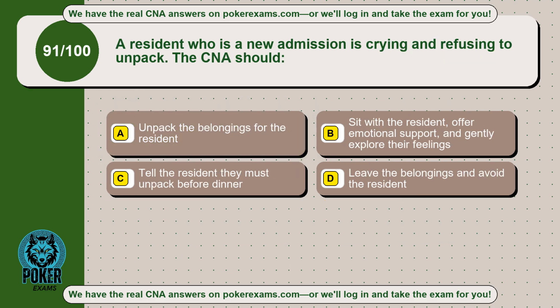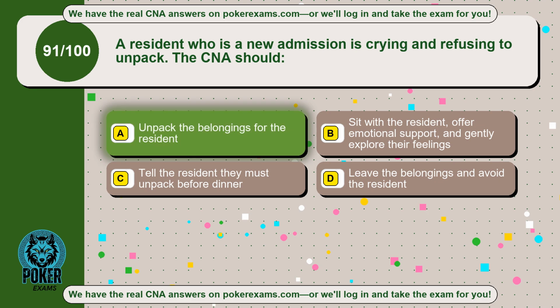Question 91. A resident who is a new admission is crying and refusing to unpack. The CNA should: Option A, unpack the belongings for the resident. Option B, sit with the resident, offer emotional support, and gently explore their feelings. Option C, tell the resident they must unpack before dinner. Option D, leave the belongings and avoid the resident.